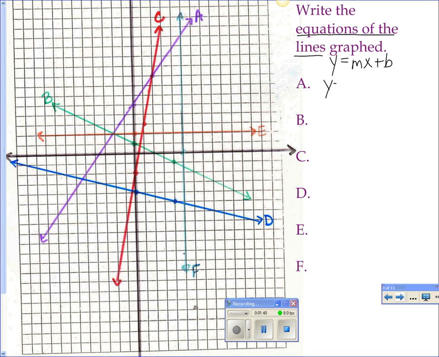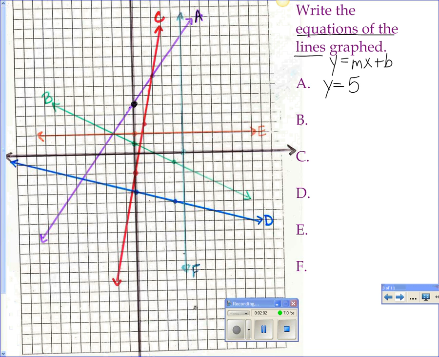So for line A, that is this line right here. It's the purple line. Let's start with its y-intercept. I think that's the easiest place to start. So its y-intercept is right here. That is 1, 2, 3, 4, 5 blocks. So we'll put a 5 for the y-intercept. I'm not putting an x with it because it's the y-intercept.